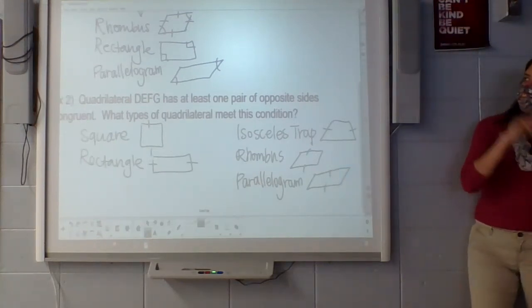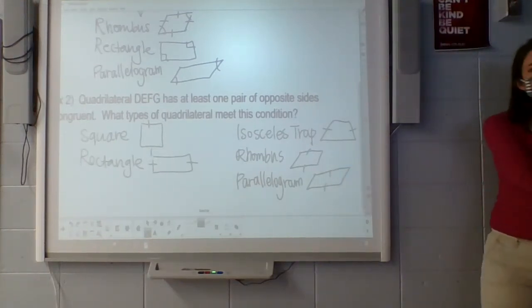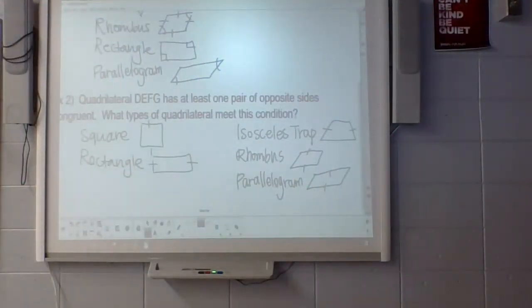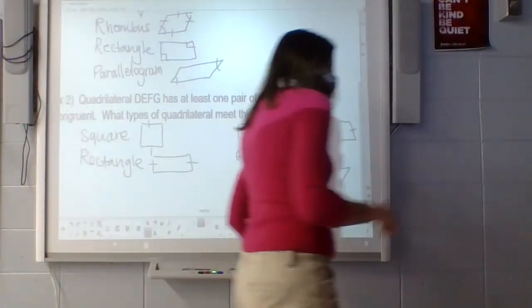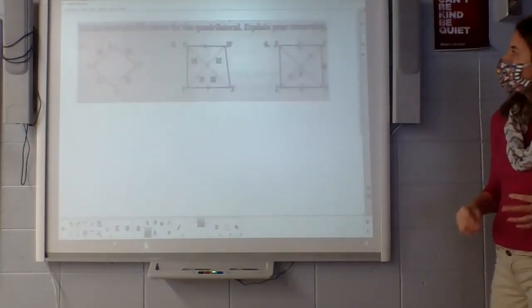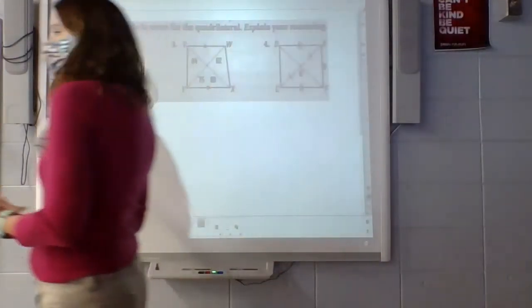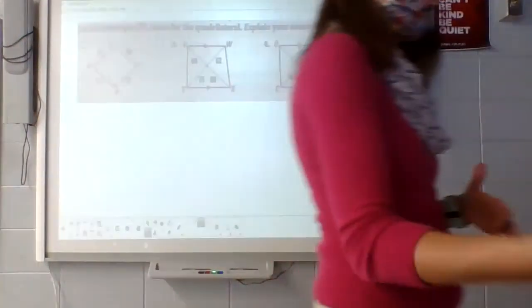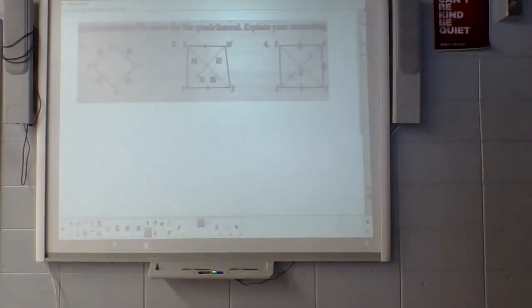What other ones, guys? Rhombus. Other one. Parallelogram. And we put kite up there. Does kite work? No, they're not opposite sides. They're those consecutive sides. So kite does not work. Obviously quadrilateral, not specific enough.